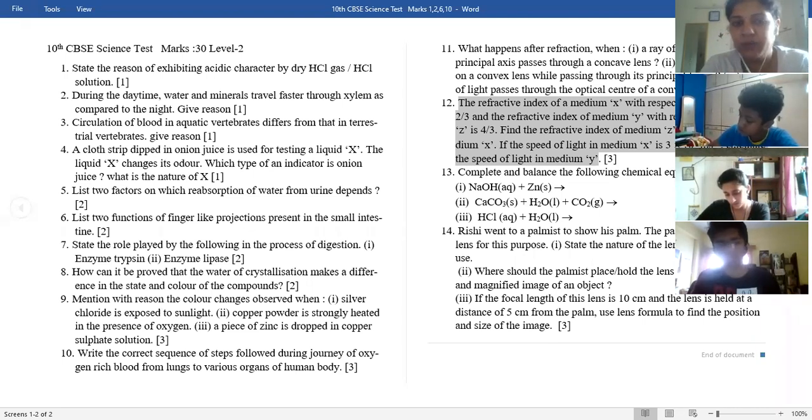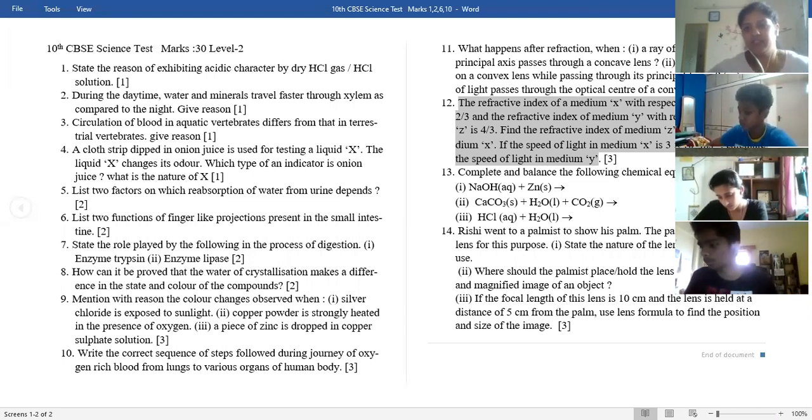The amount of water present in the urine depends on how much waste has to be excreted and how much water is present in the body. On these two factors, the amount of reabsorption of water from urine is dependent. Is it a clear question and answer?